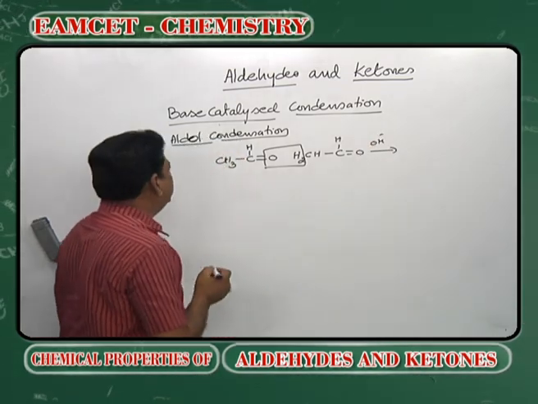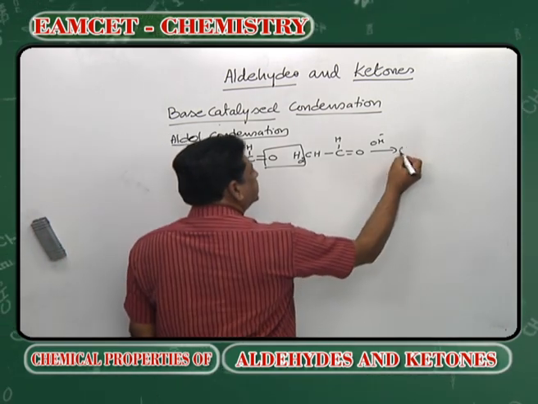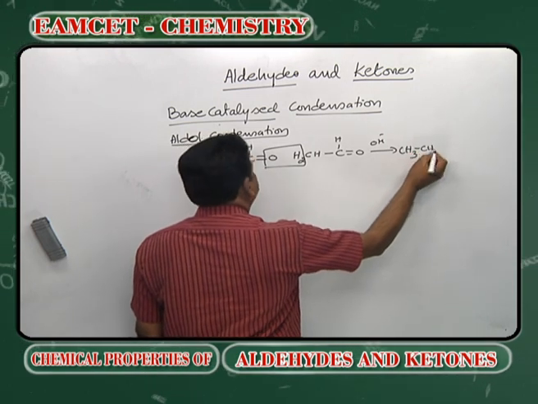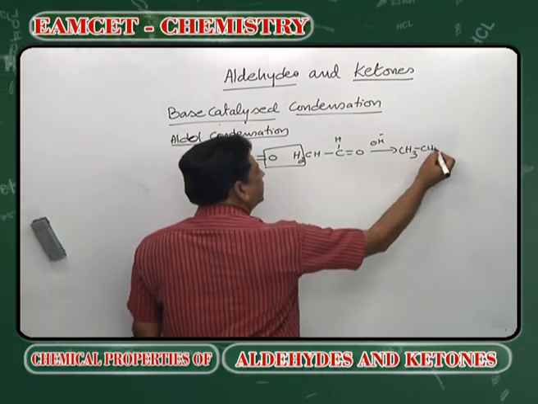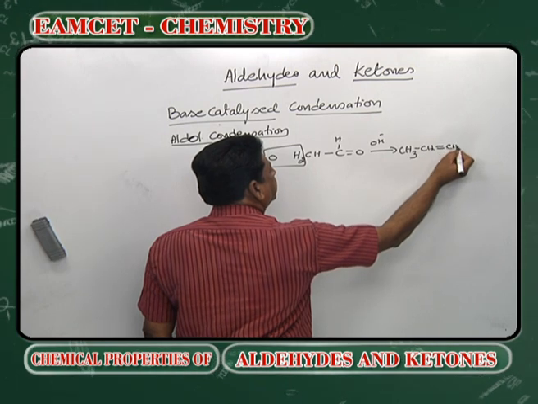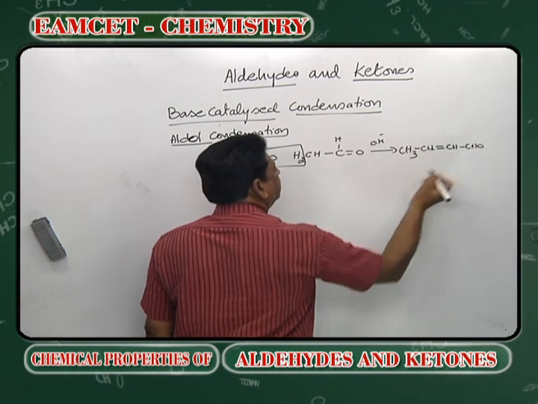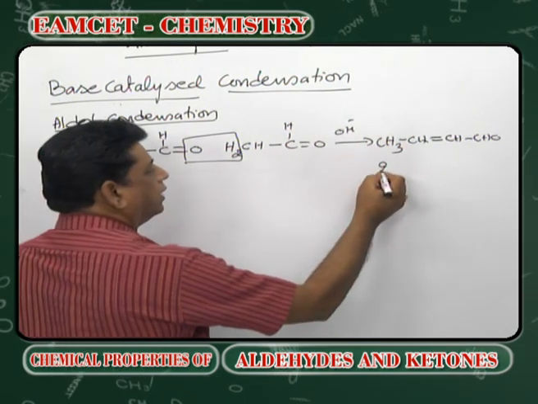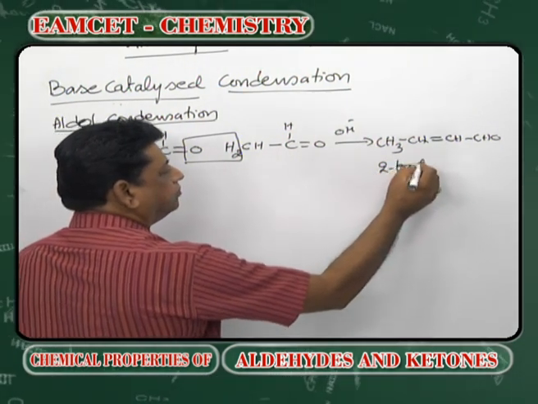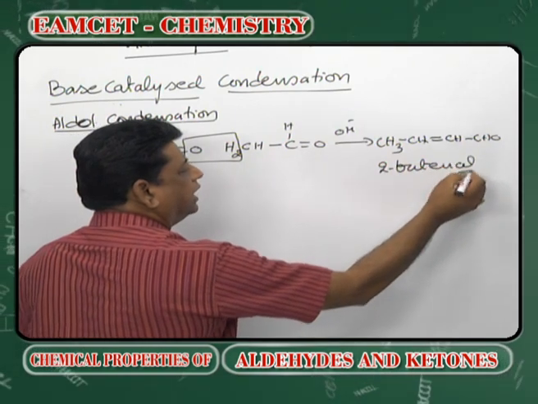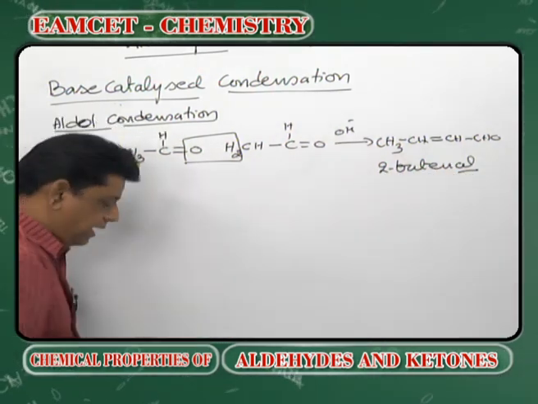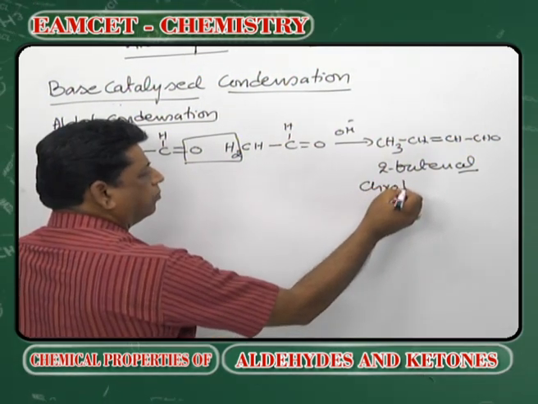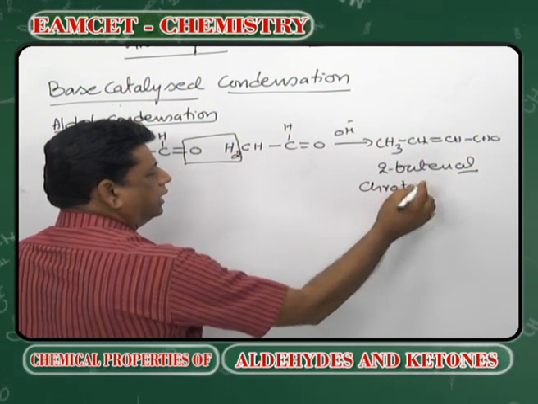What compound you are getting means you have to write this continuity: CH3, then CH, a double bond between this carbon and the second carbon of the other aldehyde, and the CHO. This is known as 2-butenal. This is an aldehyde at the first carbon, ene at the second carbon. 2-Butenal has a common name called crotonaldehyde. Crotonaldehyde.